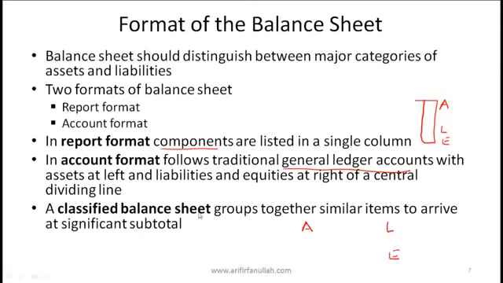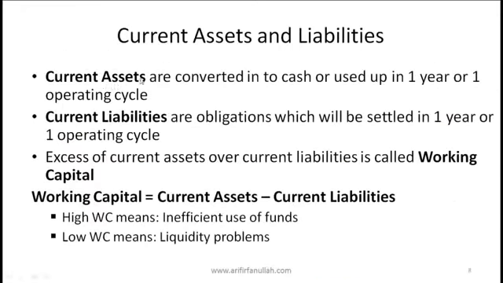A classified balance sheet groups together similar items to arrive at significant subtotals. So for example, you might have cash, inventory, accounts receivable. All these are grouped together and a subtotal for current assets. Then property, plant and equipment. All the property, plant and equipment is summed together and we have a subtotal, and so on. So this would be a classified balance sheet.